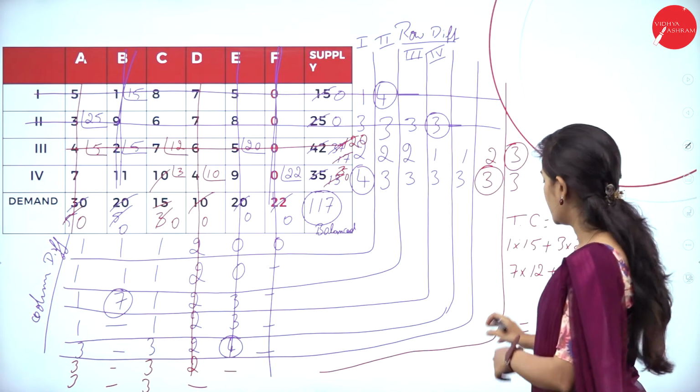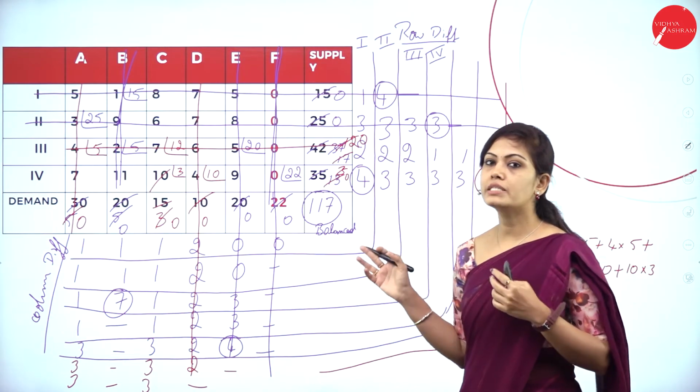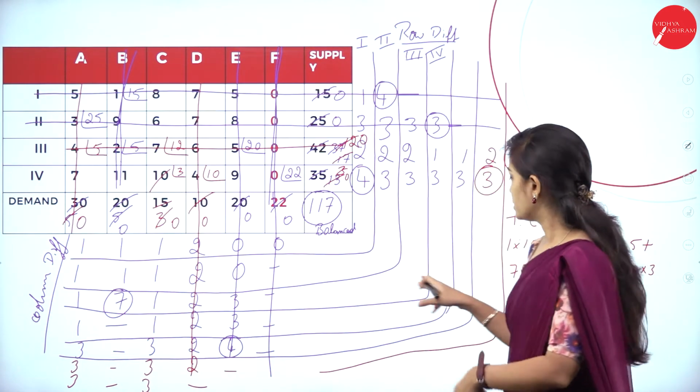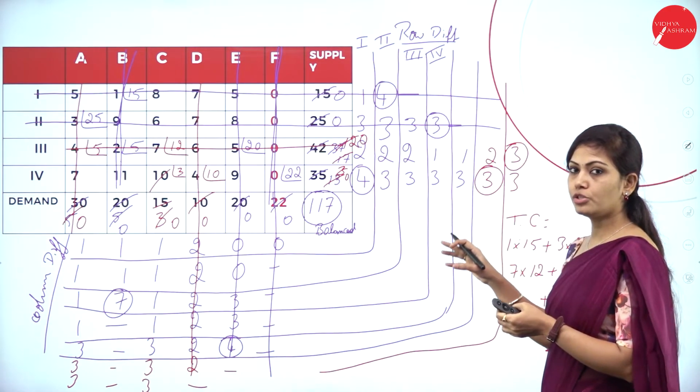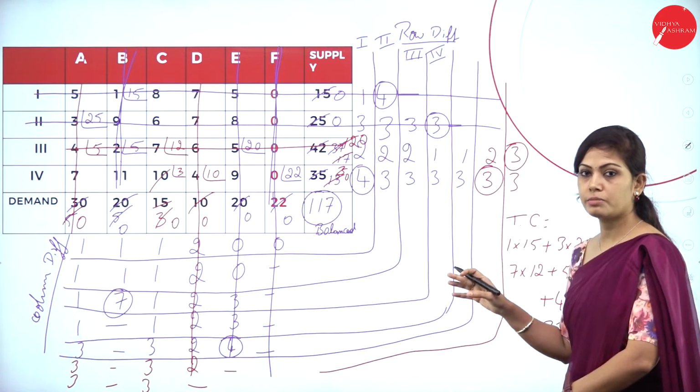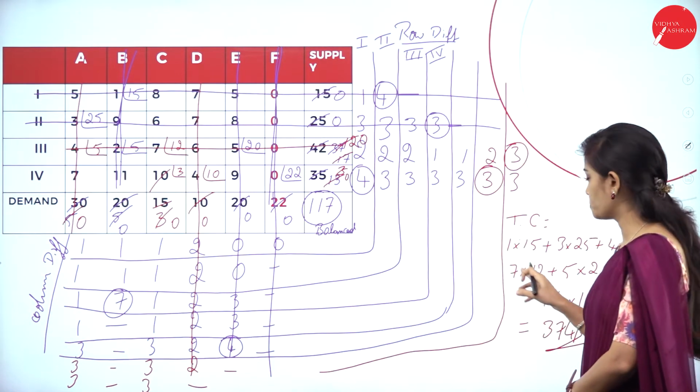374 rupees transportation cost in Vogel's approximation. In Vogel's approximation method, you got 374 rupees. For the same problem, you can find the solution for northwest corner, least cost method and Vogel's approximation also. You just compare the values of transportation cost.